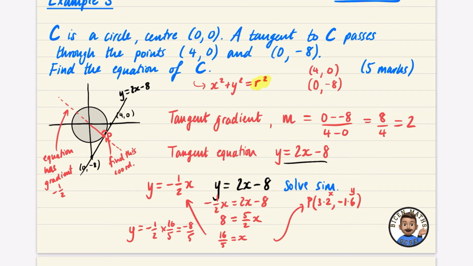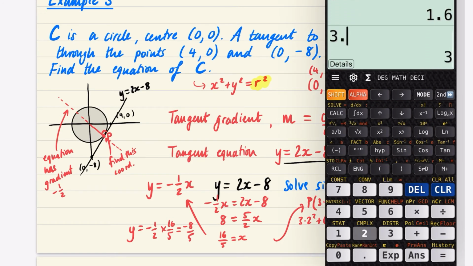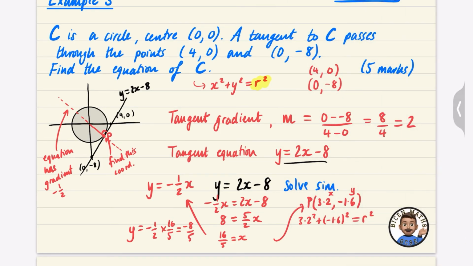So if we want to find out what the radius is, this is x and this is y. We know that x squared plus y squared equals r squared. So 3.2 squared plus minus 1.6 squared is equal to r squared. So I'm just going to calculate that. I'm going to do 3.2 squared plus 1.6 squared, without bothering with the brackets because I know it will be the same. 1.6 squared is the same as minus 1.6 squared, and the total is 12.8. So we now know that r squared is 12.8, hence the equation of the circle is x squared plus y squared equals 12.8. That is the final answer to that question.